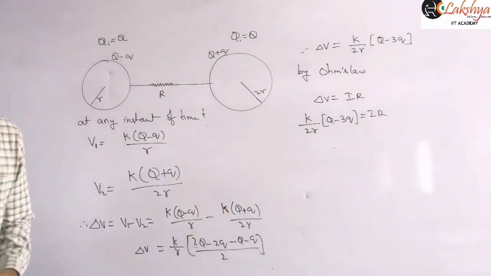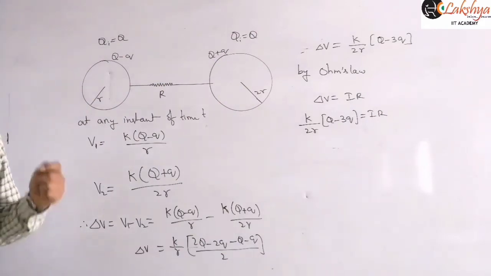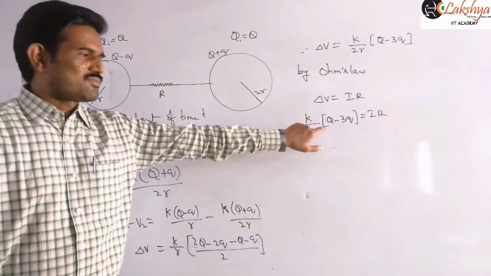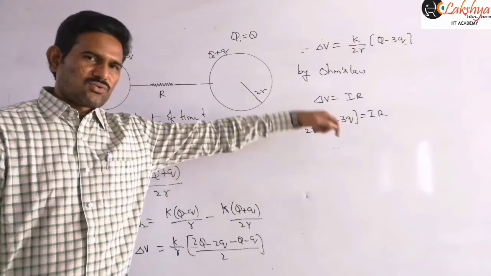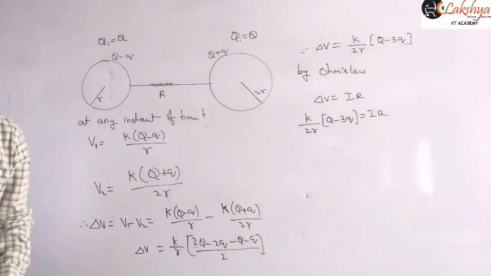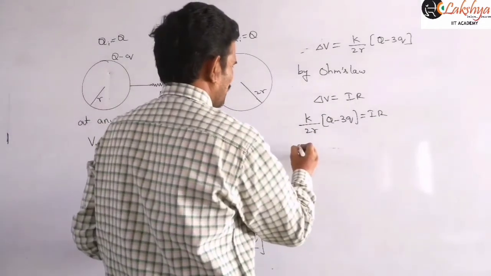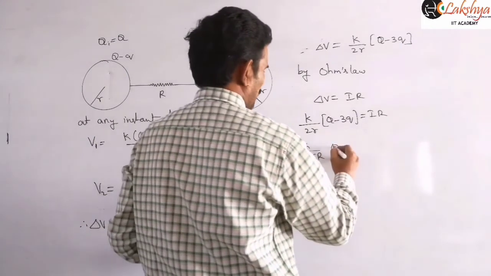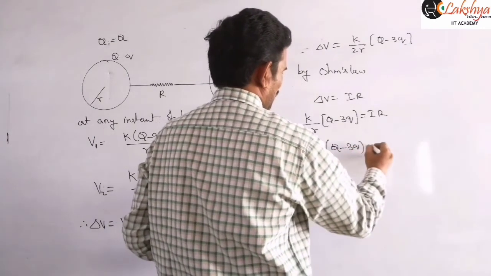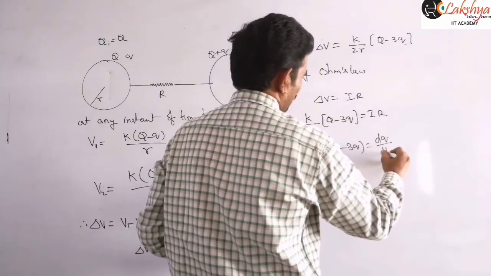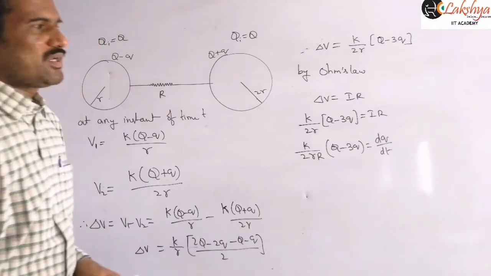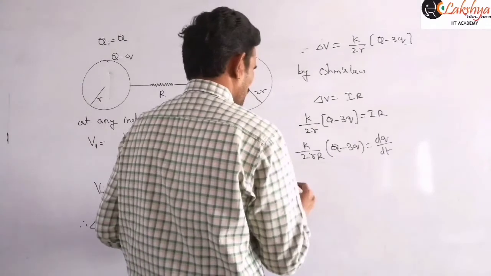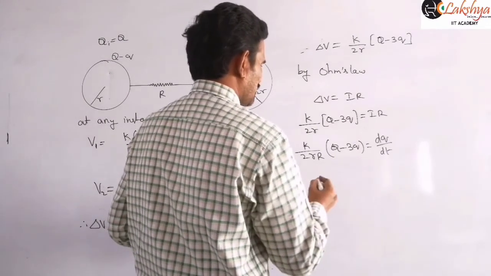Now, that I value, actually we need to find the current only, but here directly you can't say I is equal to 1 by R of this value, because this small q is a variable here. So, first we need to find the q value and then we need to find the current value, right. And so, therefore, I can write this as K by 2R into R, Q minus 3q, and I am writing the I value as dQ by dt, right. So, first we need to find an expression for the q, and after that we need to find the charge expressions there. So, I am just rearranging the terms here.